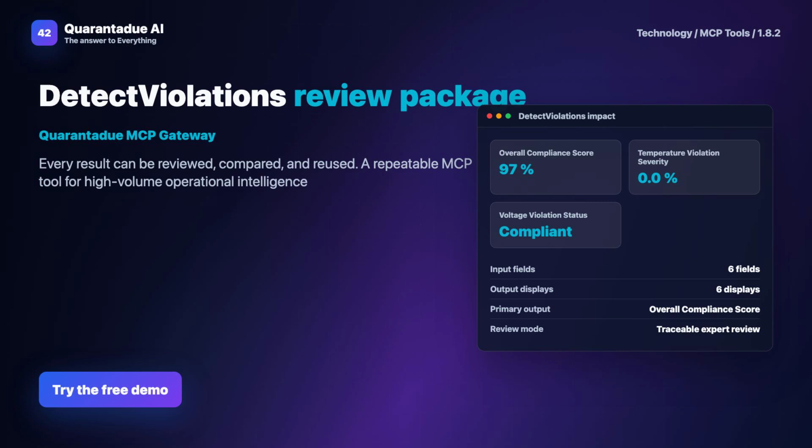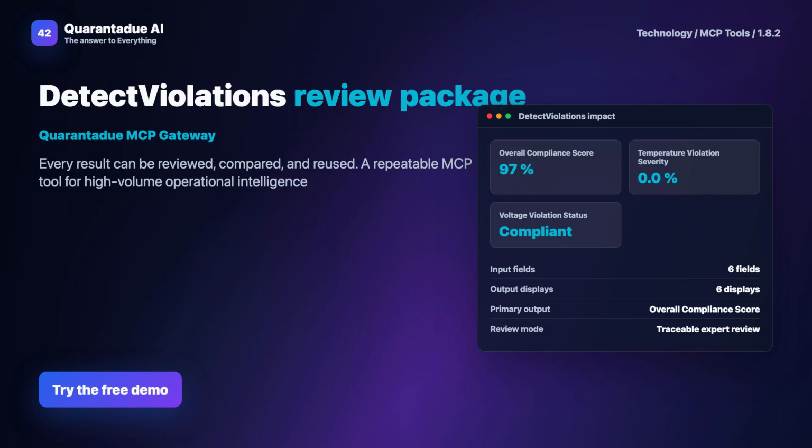Detect violations returns structured outputs such as overall compliance score, temperature violation severity, voltage violation status, latency compliance ratio, and data rate utilization. These outputs are designed to support review, reporting, comparison, and follow-up actions.